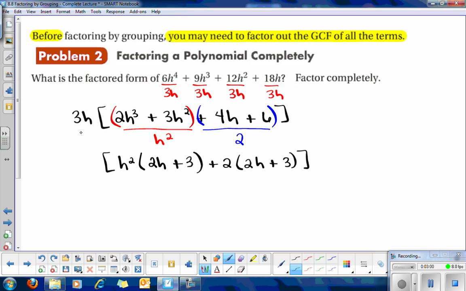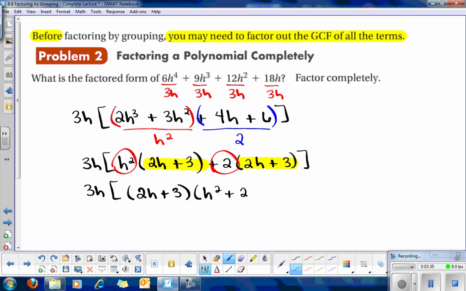So now, let me just bring that 3h down. Don't forget to bring down that 3h. So now we have two binomials that are common to both, and now we can factor those out. So we end up with 3h, the one that we have to bring down. We have the 2h plus 3, and we have the terms that are left. So that's going to be times h squared plus 2. And there is your final answer.